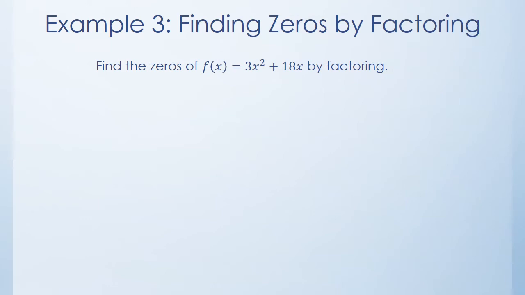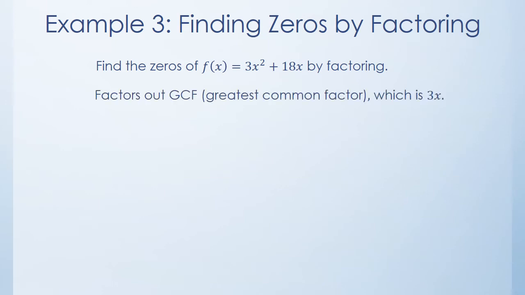Now there's another way to find zeros by factoring. Notice how there's no c value. Okay, it's just 3x squared plus 18x. So whenever you have something like that and you don't have a plus c or minus c at the end, you need to factor out the greatest common factor. In this case, it's 3x. I can take 3x out of both terms. When I do that, I get 3x times x plus 6.